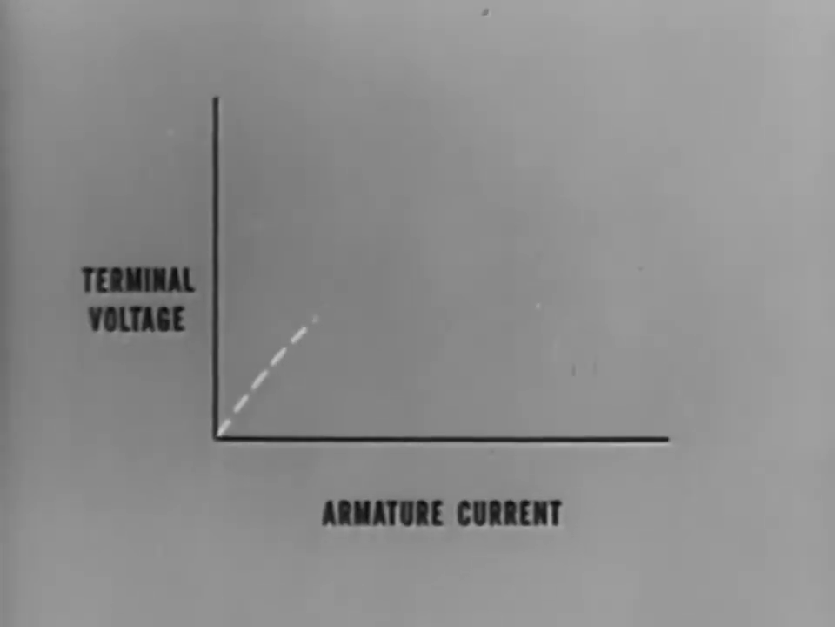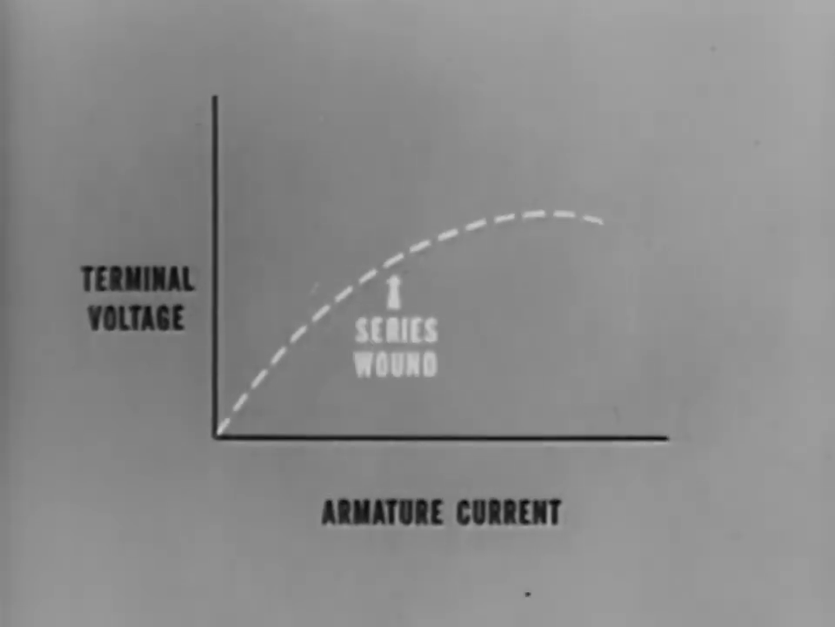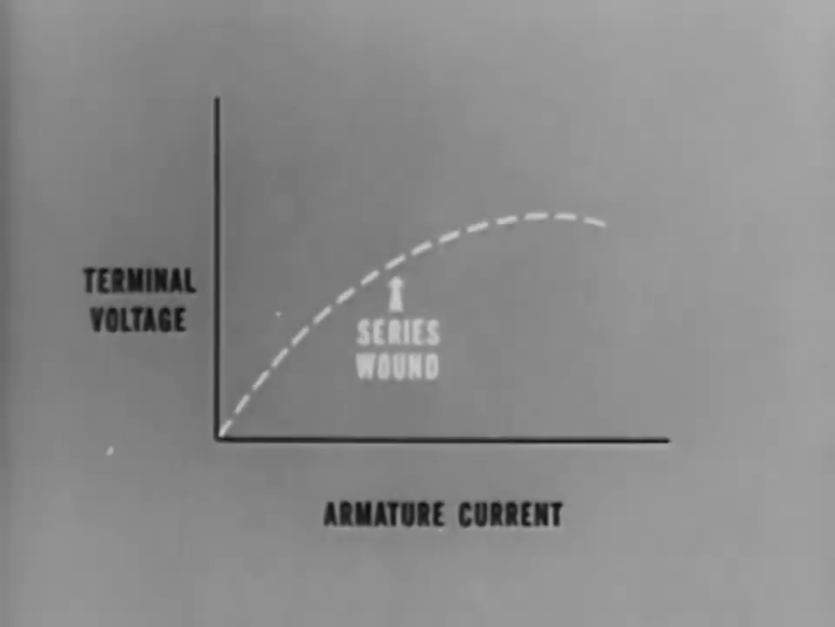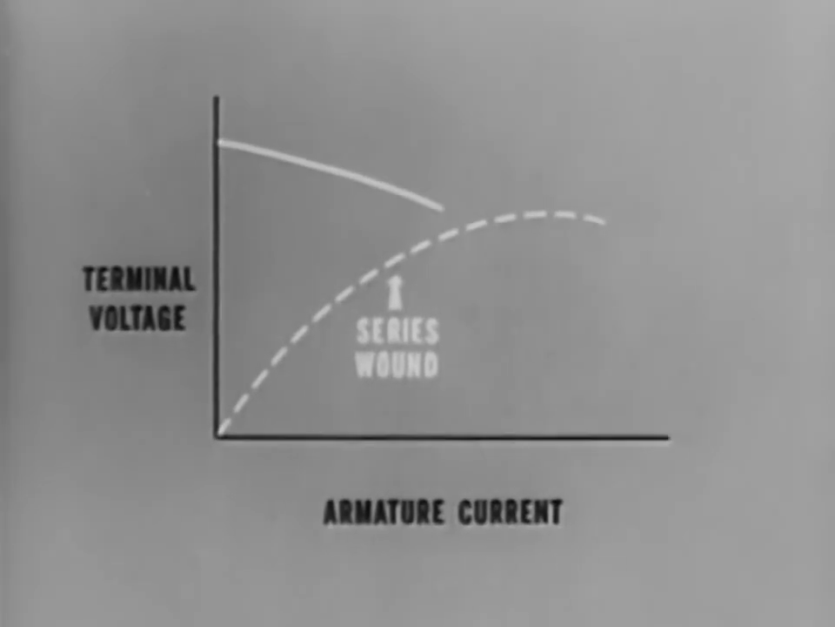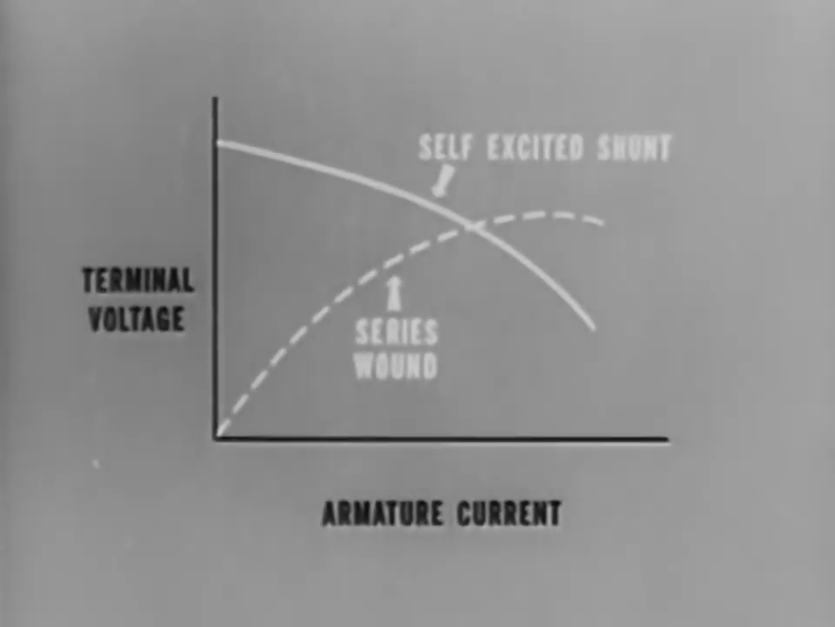Voltage regulation in the series wound generator is poor. In the shunt wound generator, voltage regulation is fairly good, but current regulation is poor. Compound wound generators provide stable voltage under changing loads. This output is normally most desirable.